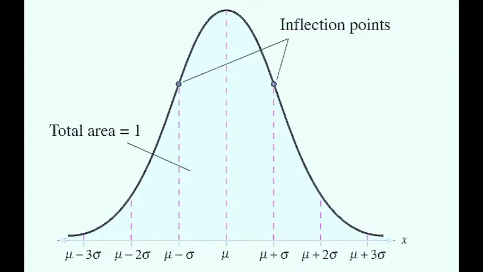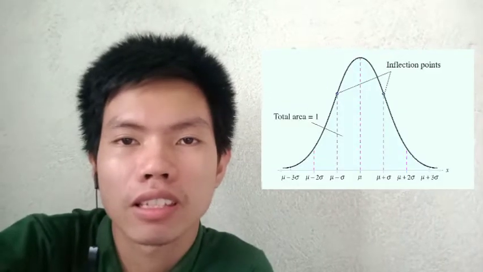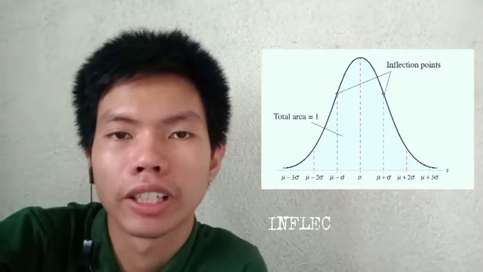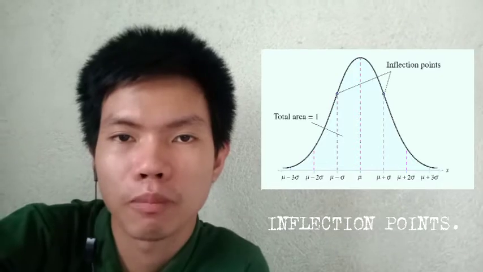Between mean minus standard deviation and mean plus standard deviation, in the center of the curve, the graph curves downward. The graph curves upward to the left of mean minus standard deviation and to the right of mean plus standard deviation. The points at which the curve changes from curving upward to curving downward are called inflection points.